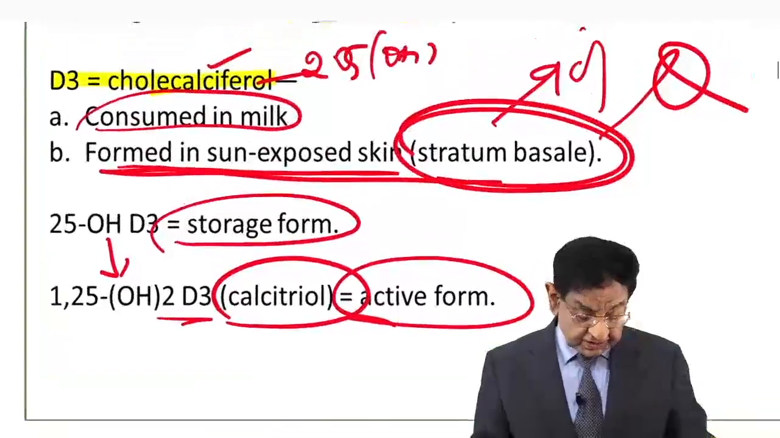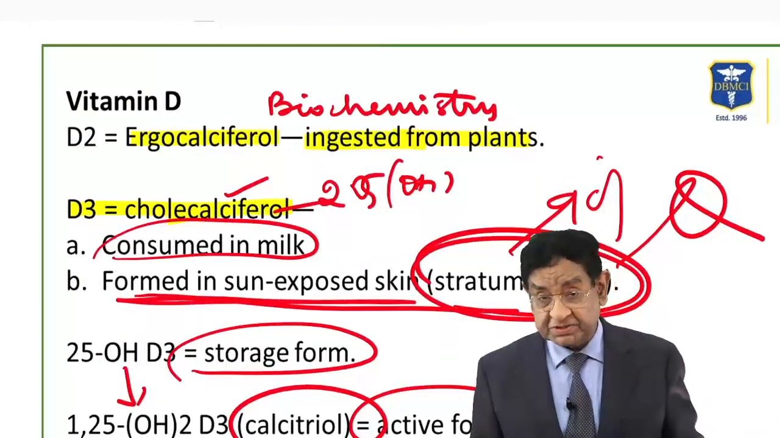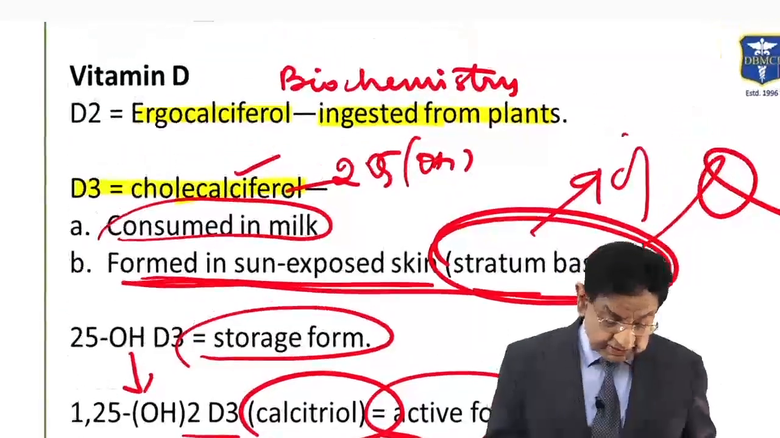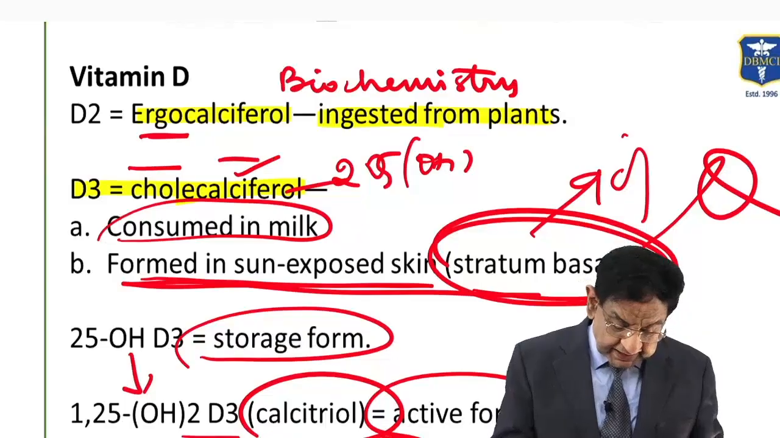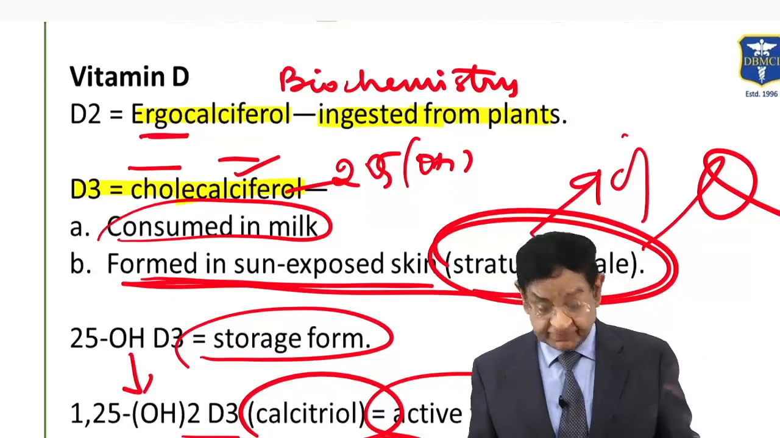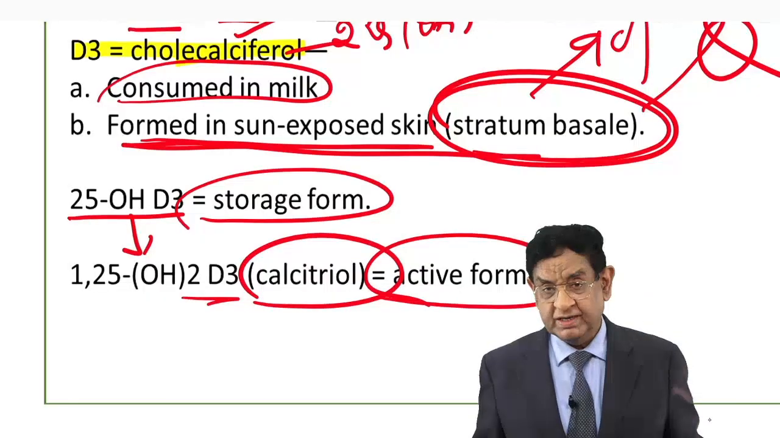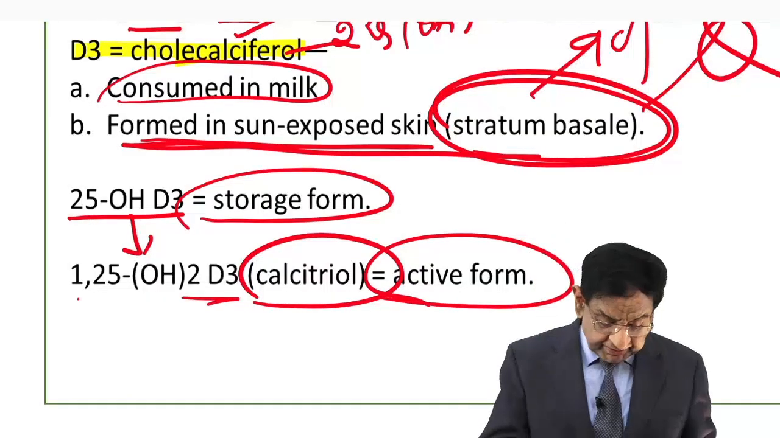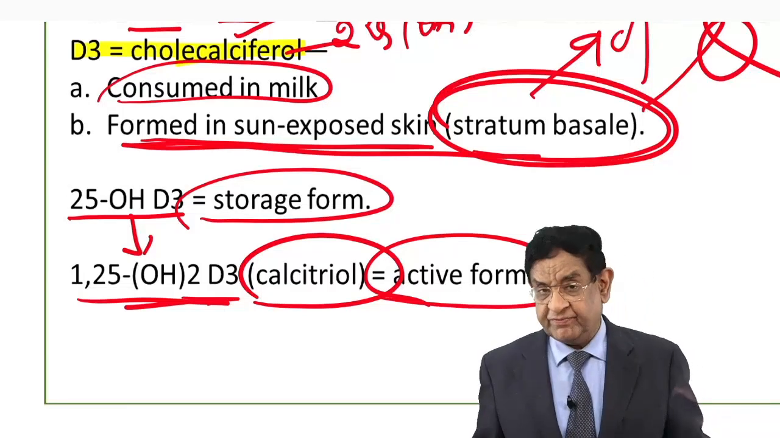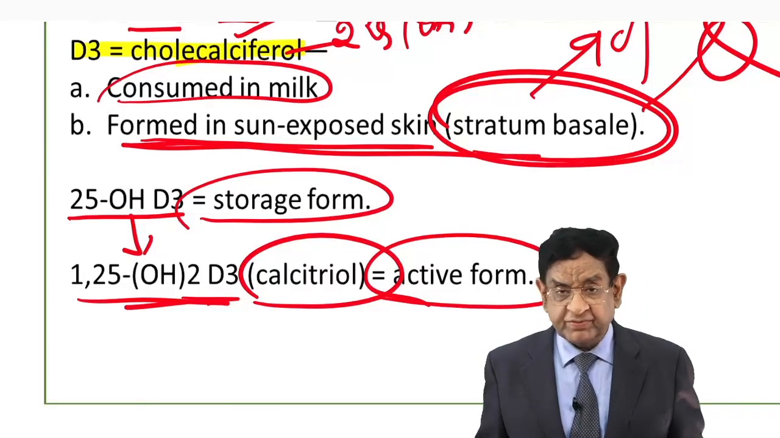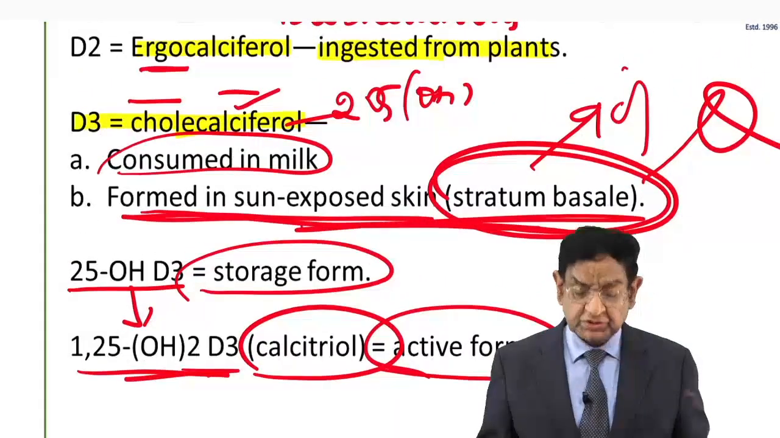So, a quick recap. Vitamin D2 is what we get from the plants. D3 is cholecalciferol. Then D3 is converted into 25-hydroxycholecalciferol. Then it is converted into 1,25-dihydroxycholecalciferol, what you call calcitriol, which is the active form, which is needed for all the body actions. And I told you sunlight is the most important.